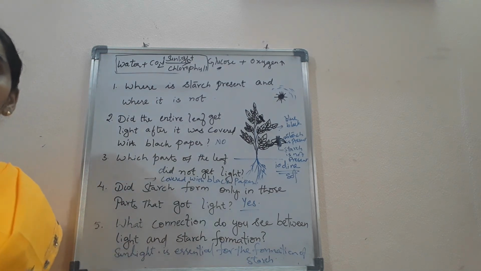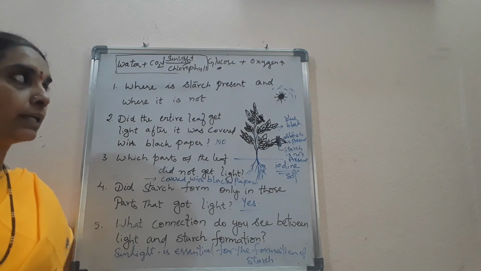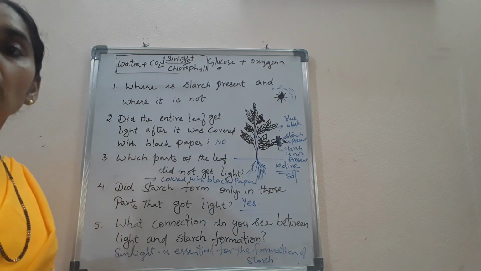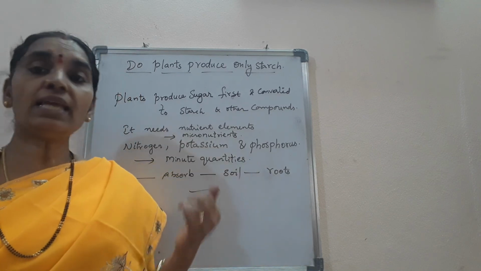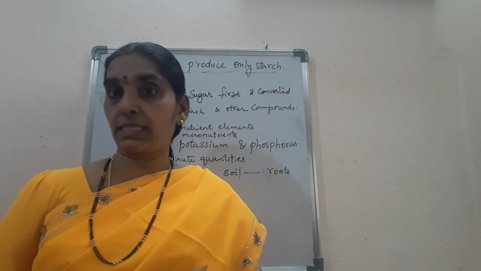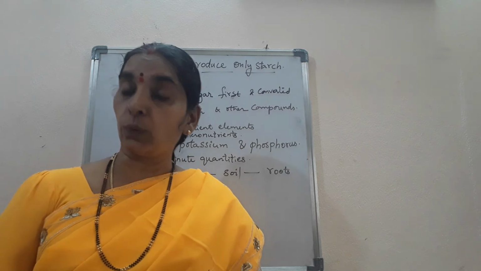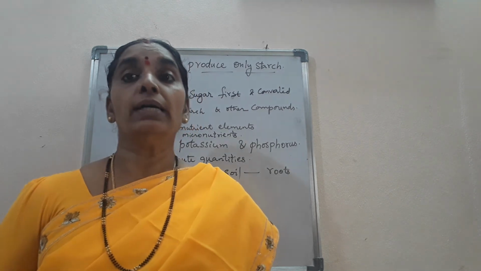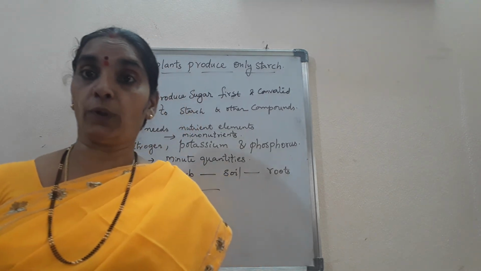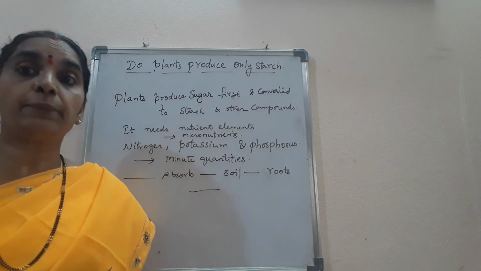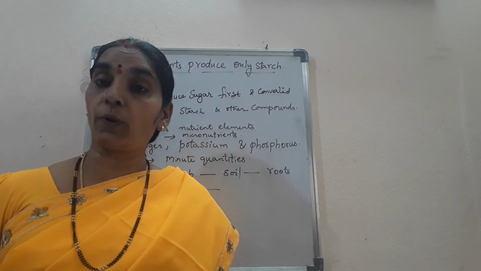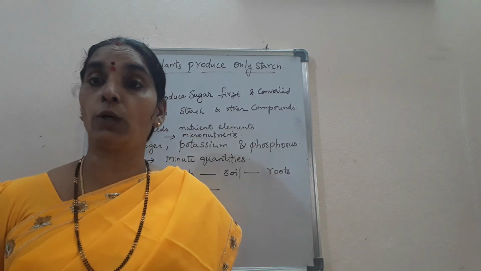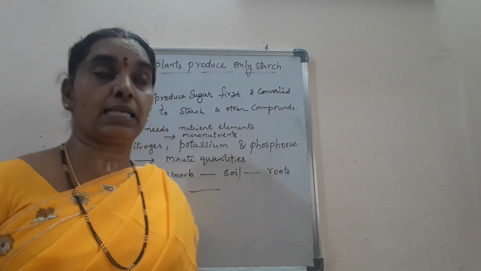Next we will move to the nutrients that are required by the plant or present in the soil. Now, we say that plants prepare starch. Do plants prepare only starch, children? No, they can also prepare other compounds. Like you have studied in the previous lesson, in our food lesson, that we get carbohydrates, proteins and fats and other compounds from the plants itself, isn't it?